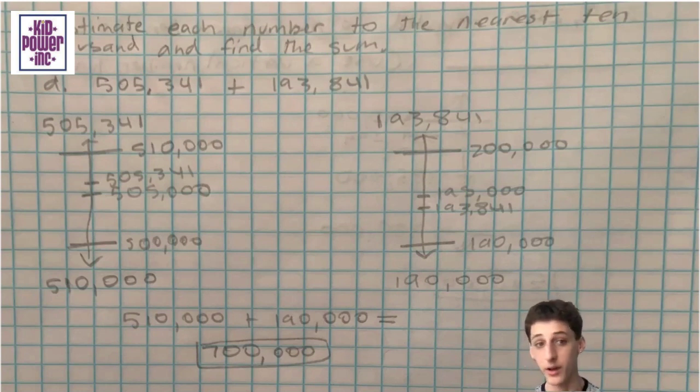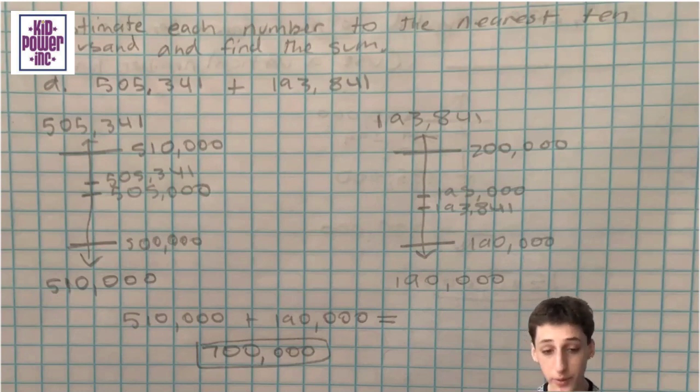And I saw that 193,841 was slightly less than 195,000. So then I rounded it down to 190,000. And then to finish it off, I just added 510,000 and 190,000 together, and I got 700,000.